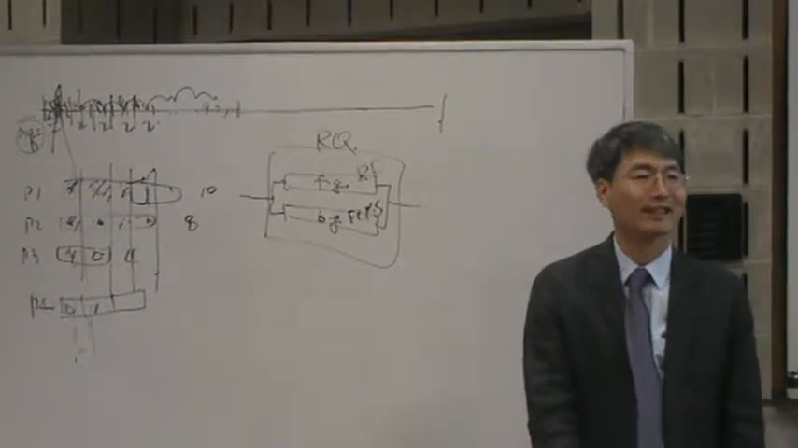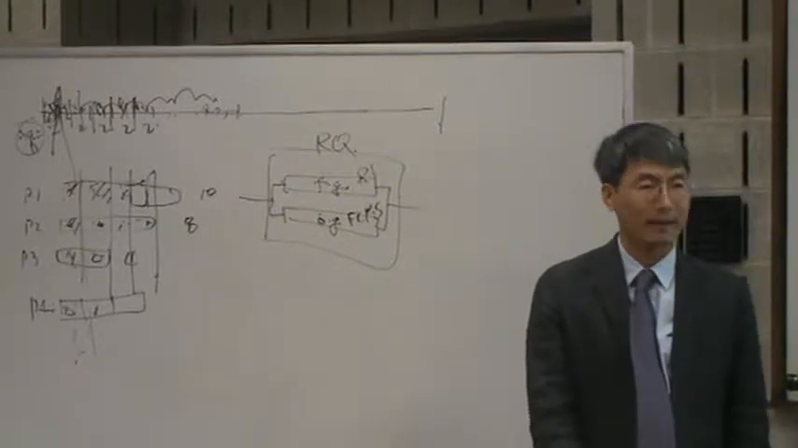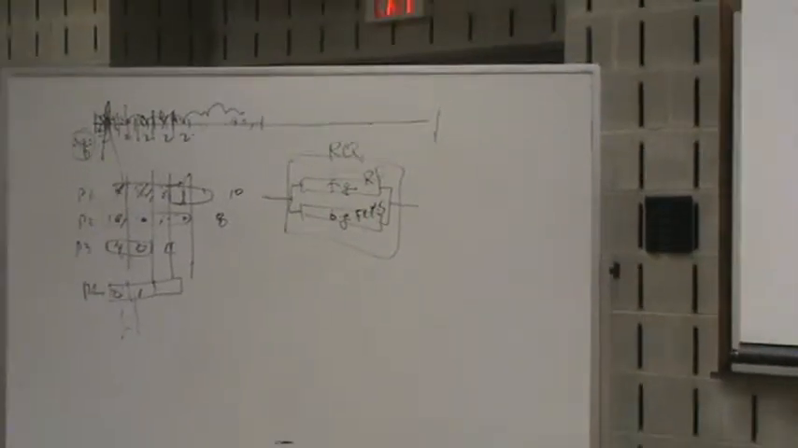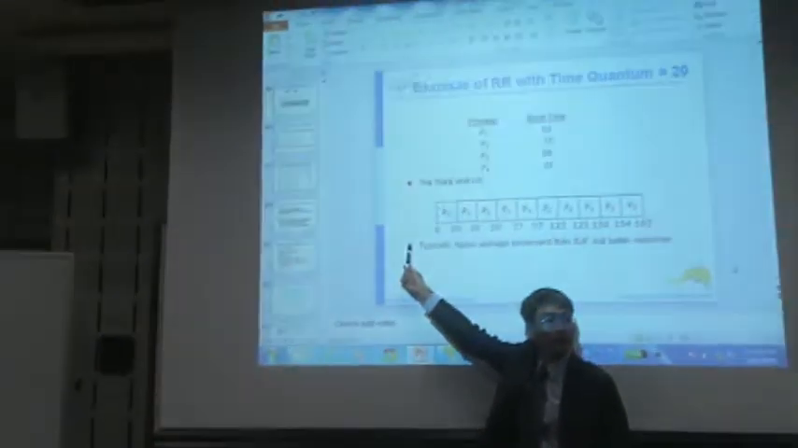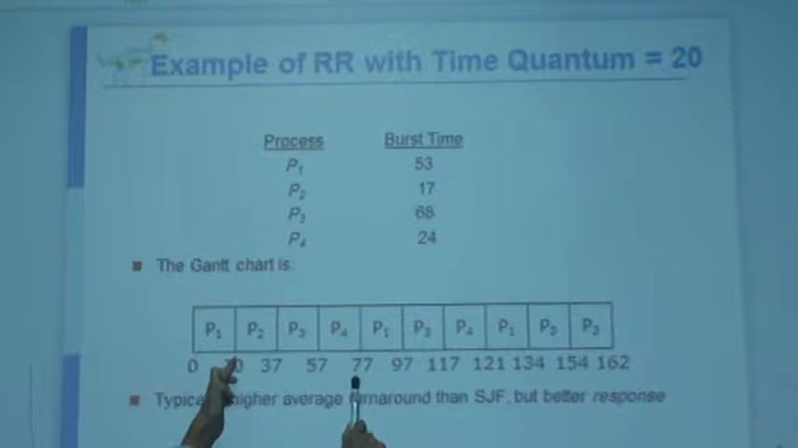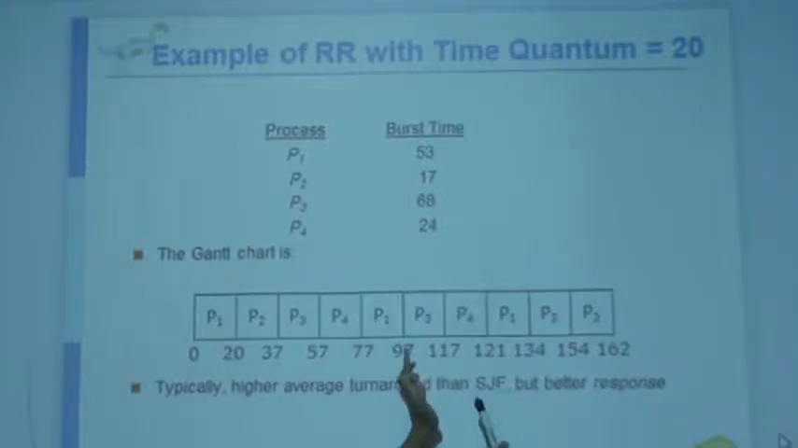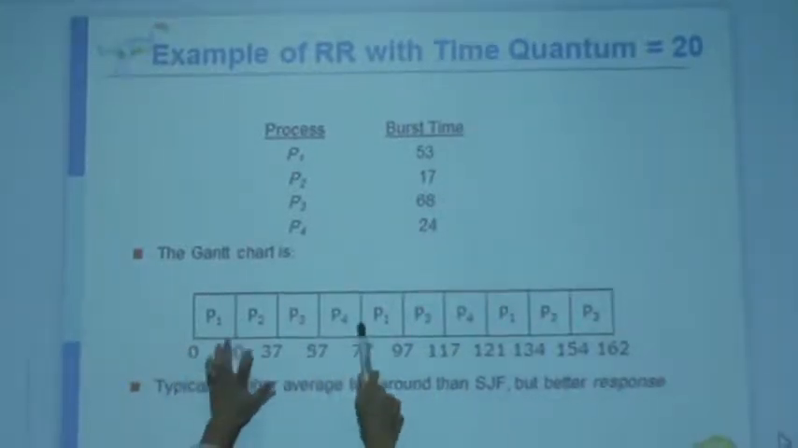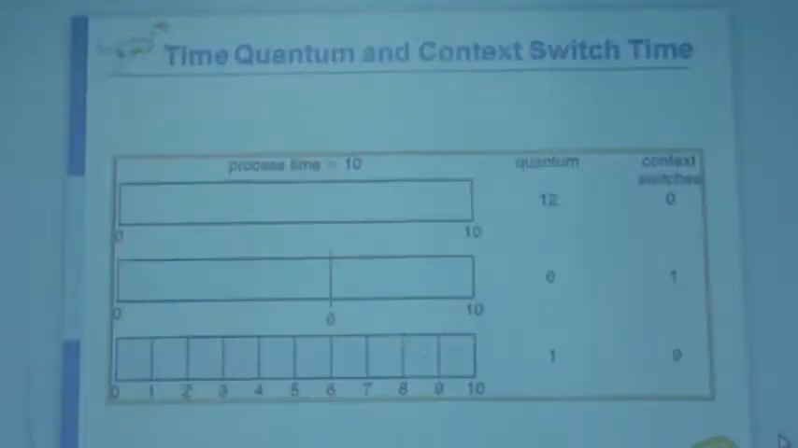Then the problem is, how do we calculate the waiting time of our algorithm? It's the same thing. For example, in this case, the arrival time is 0. So the waiting time of process 1 is this amount, 57, plus this amount of time. That is the process 1 waiting time. Process 2 is 20 plus, it's done, 20. Process 3, then sum up and divide by 4. That is the waiting time. It's the same thing.